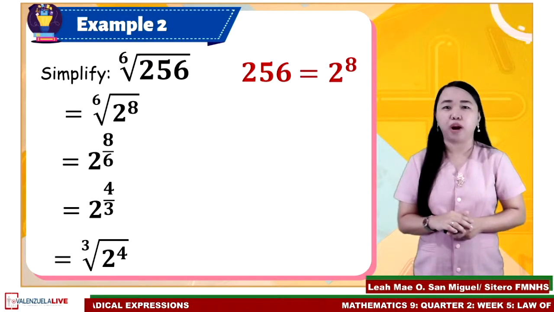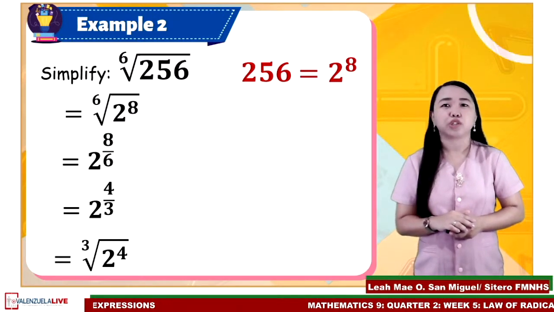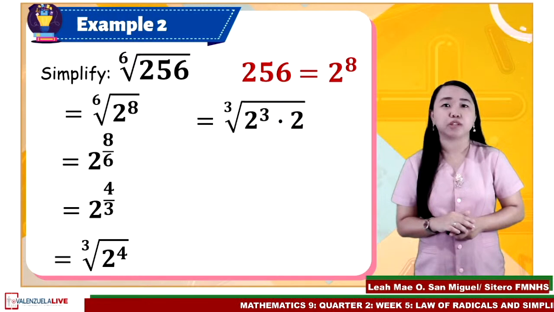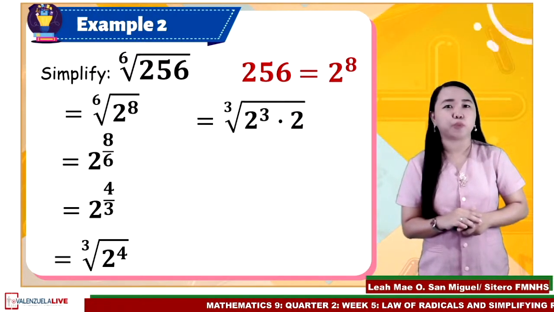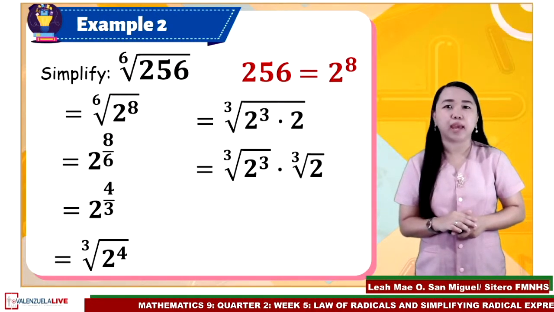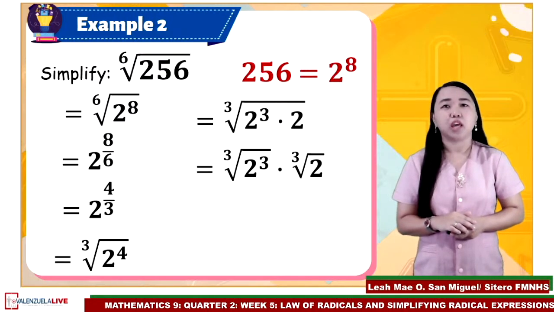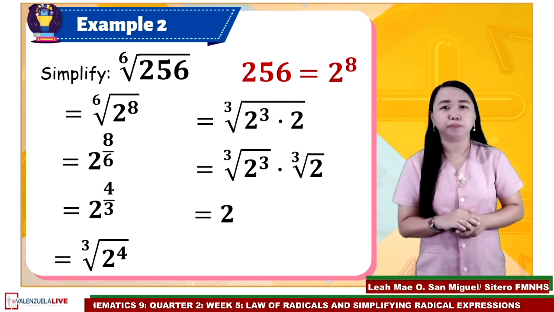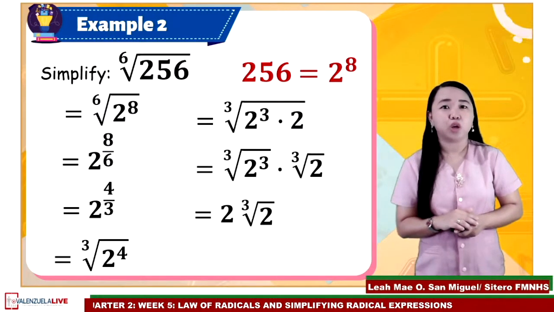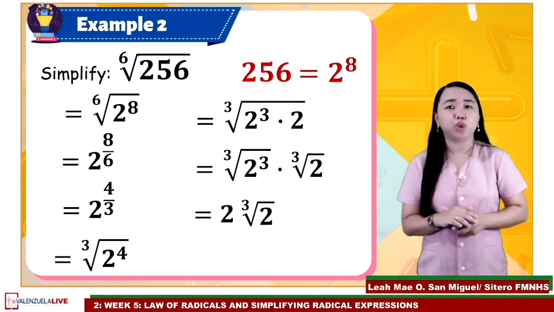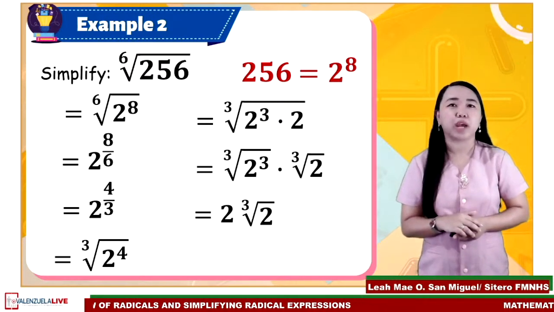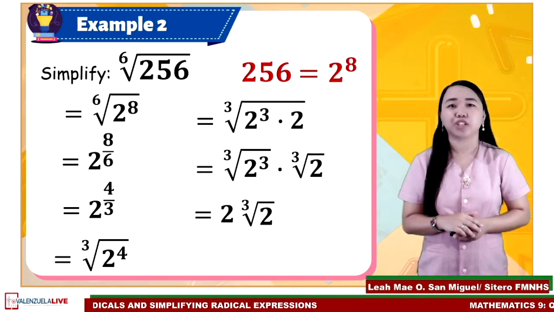2 raised to 4 has a perfect cube factor. So factoring the radicand, it becomes cube root of 2 cubed times 2. Using the converse of product rule of radicals, it becomes cube root of 2 cubed times cube root of 2. Cube root of 2 cubed is 2, and cube root of 2 is already in simplest form. Therefore, we get the simplified form 2 cube root of 2. So, this is one of the uses of expressing radical form to exponential form.